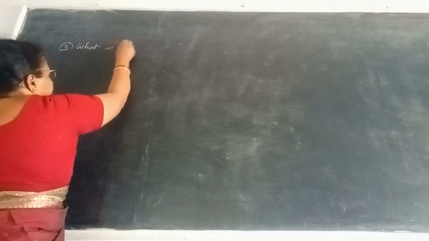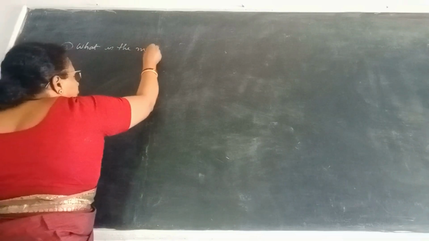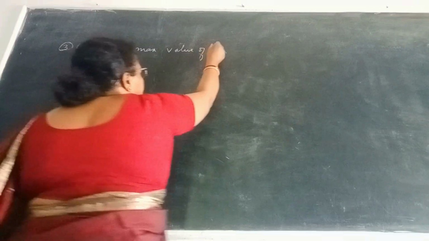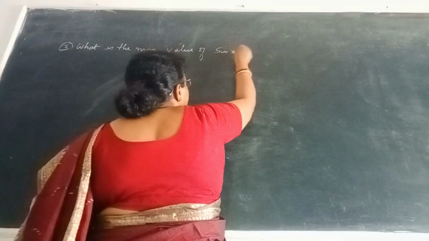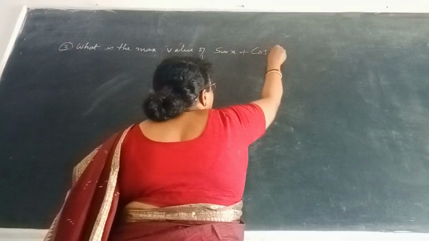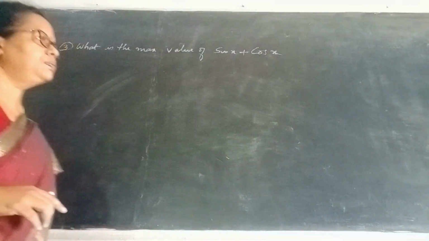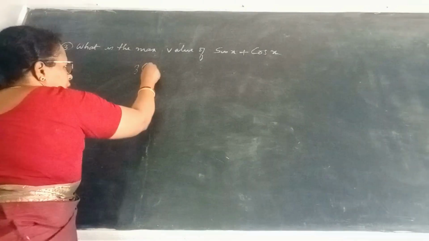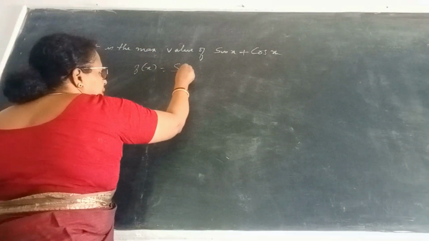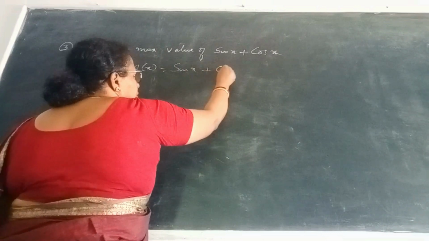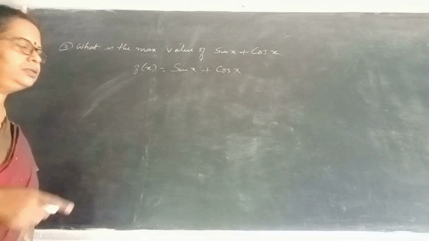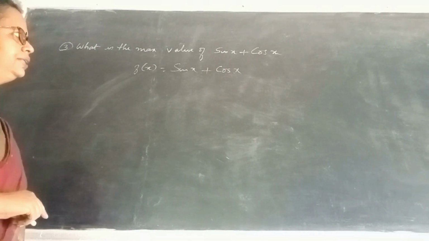Now the third question. What is the maximum value of sin x plus cos x? Maximum value of sin x plus cos x. So the function is given. What is the function? Sin x plus cos x. So the value should be maximum. So the first derivative is 0, the second derivative negative.